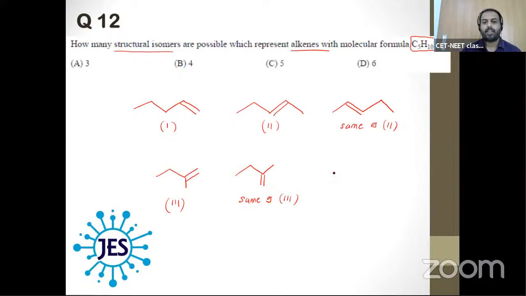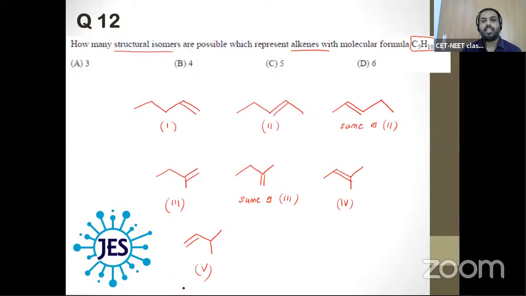Okay. Then the next example is this. Next possibility is this, structure 4. Let me see if I can add one more structure. See, I can keep a double bond here. This will be structure 5. See, we've got 5 structures now. Okay, so for this branching, this is the end.